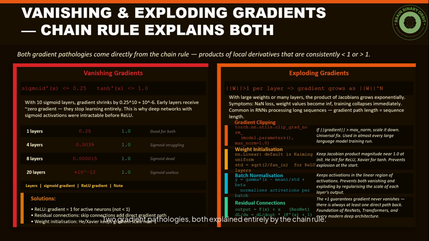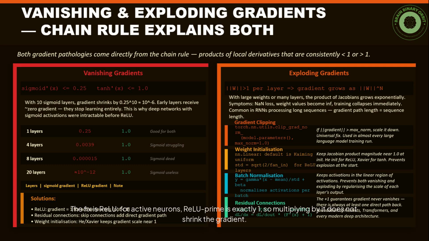Two gradient pathologies, both explained entirely by the chain rule. Vanishing gradients. Sigmoid prime is at most 0.25. After 10 sigmoid layers, the gradient has been multiplied by at most 0.25 to the 10th, which is less than 10 to the minus 6. Early layers receive essentially zero gradient and stop learning. The fix is ReLU. For active neurons, ReLU prime is exactly 1, so multiplying by it does not shrink the gradient.